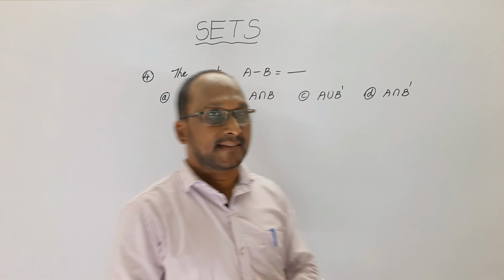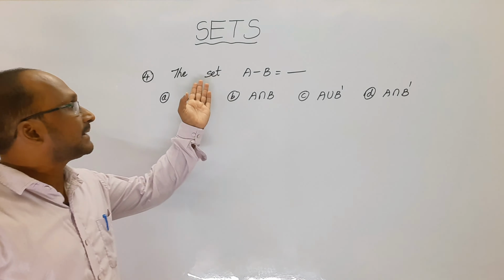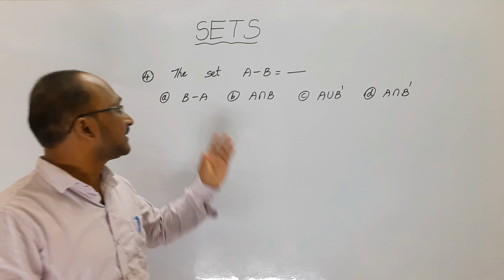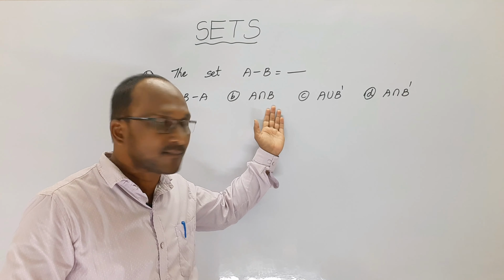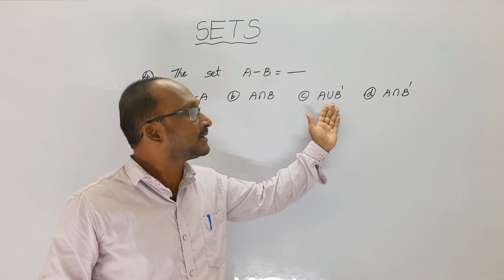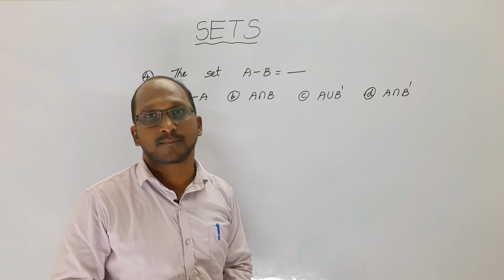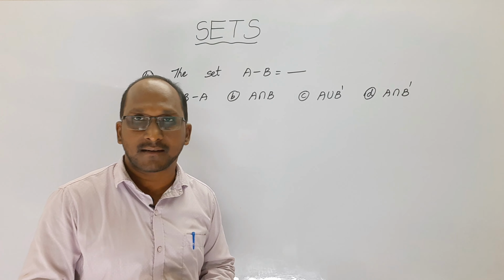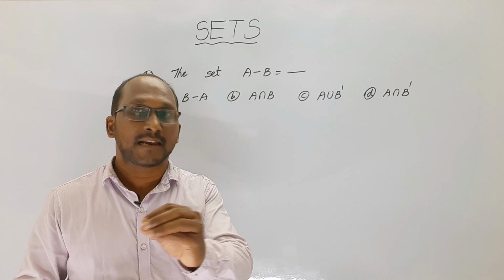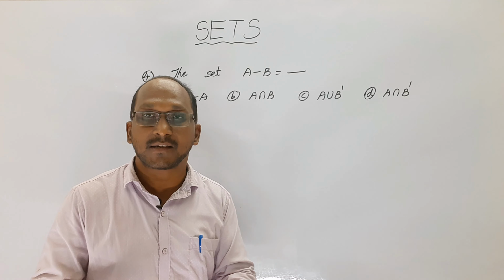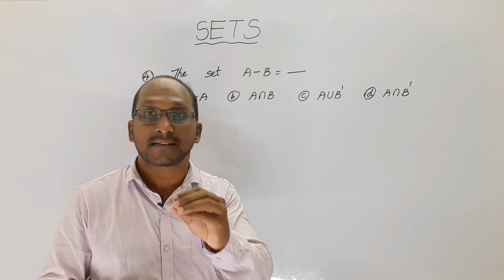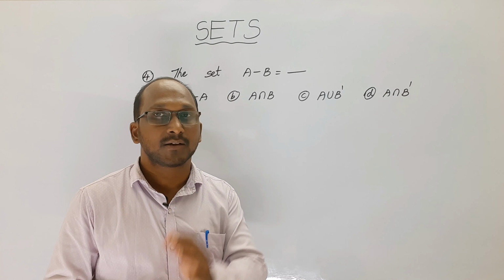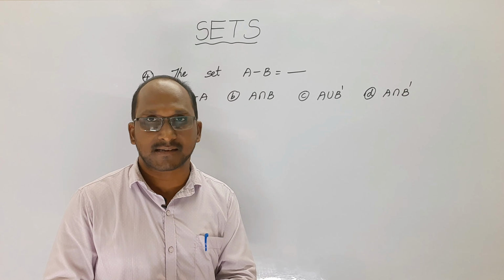Students, shall we see this problem now? The set A minus B is equal to which of the following? That is B minus A intersection B, A union B complement, A intersection B complement. Here, to find out the equal set of the given one, we can use the element wise proof method. For that, we have to use the conditions that we have discussed in the beginning of this class. 6 points we have discussed. So we can use those conditions.